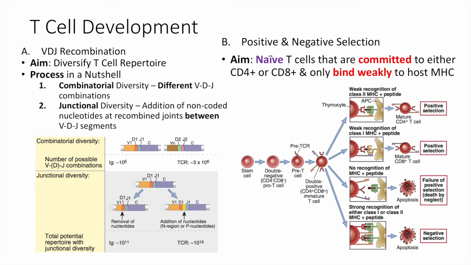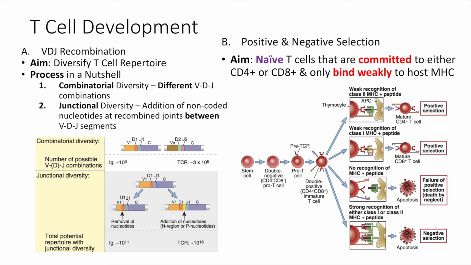But the thing is that now that we have produced such a wide range of receptors, we need to select for receptors that, firstly, are actually useful, and secondly, we have to select against receptors that will recognize our self antigens. They are autoreactive. Okay, and this is where part B comes in. That's positive and negative selection. In overview, positive selection is where we select for receptors that can recognize MHC, and negative selection is where we select against those that are autoreactive.